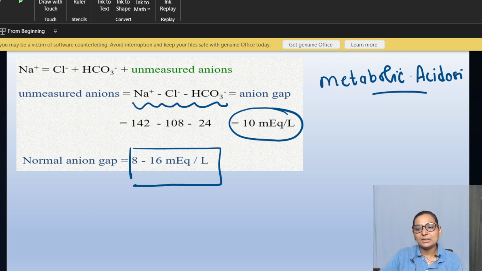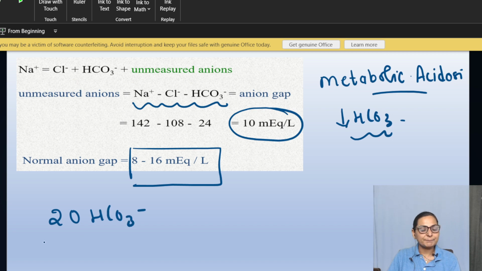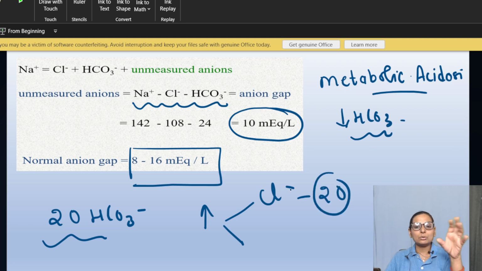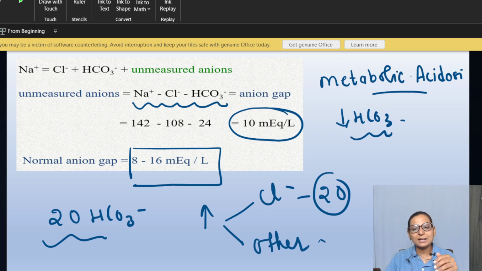As I told you, this is only in the case of metabolic acidosis. Metabolic acidosis means there is a decrease in the bicarbonate ions. So if the body is losing, for example, 20 bicarbonate ions, the body has to compensate the electrical neutrality by increasing other anions. These anions could be either chloride, that means you either bring about an increase in 20 chloride. So I have lost 20 anions, that was bicarbonate, so I am going to match this loss by increasing 20 chloride. Or, if the chlorides are not raised, I am going to raise any other anion.